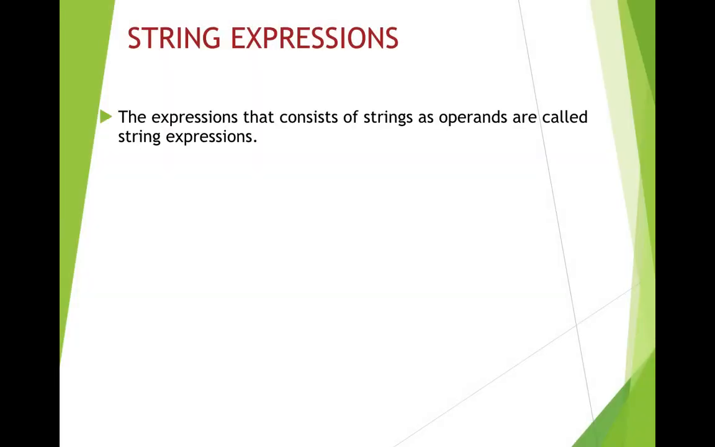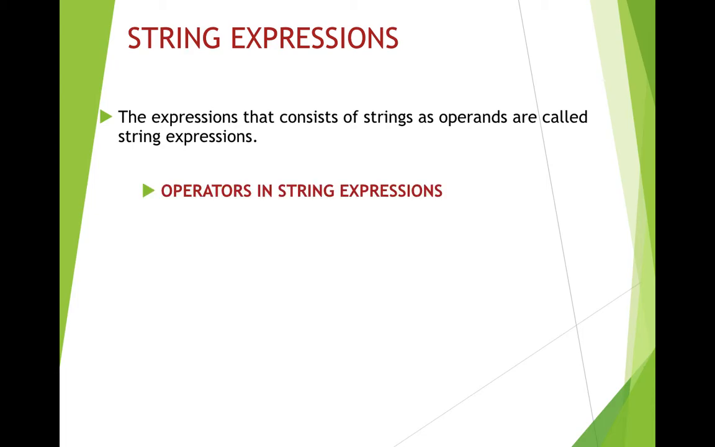Let's go to the next type of expression, that is the string expressions. The expression that consists of strings as operands is called a string expression. Now all of us know about the concept of operands. I have already discussed it while discussing operators. So if I write a plus b, plus is called the operator and a and b are known as the operands. Now in place of operands, if we have strings, how can we say that something is a string? If it is enclosed under single or double quotes, we can say it is a string. Those expressions that consist of strings as operands are known as string expressions.